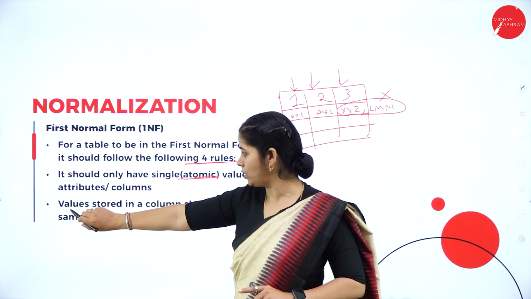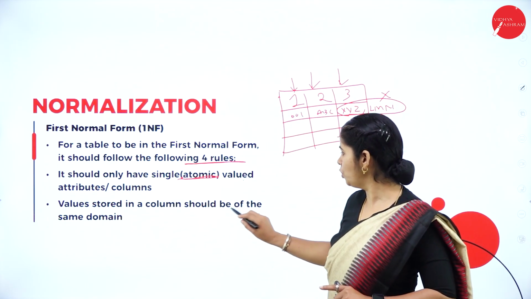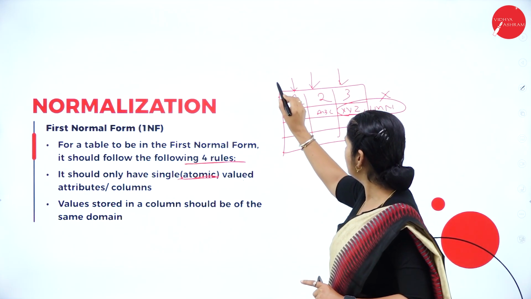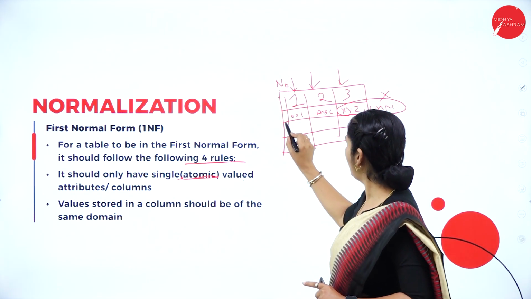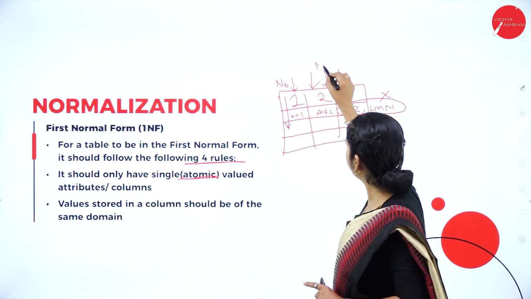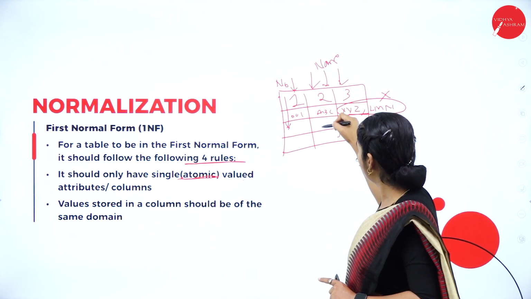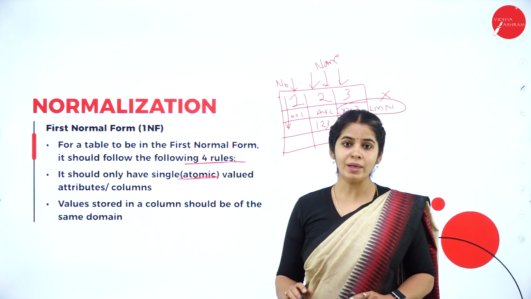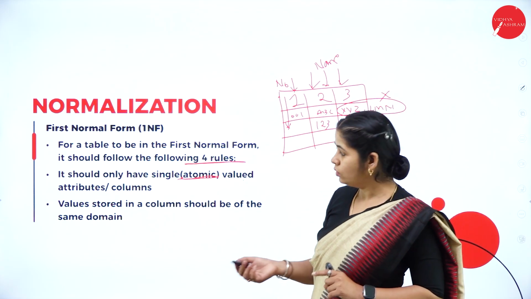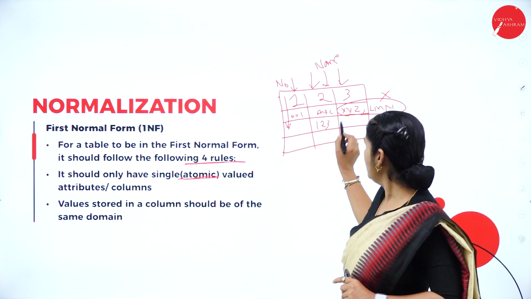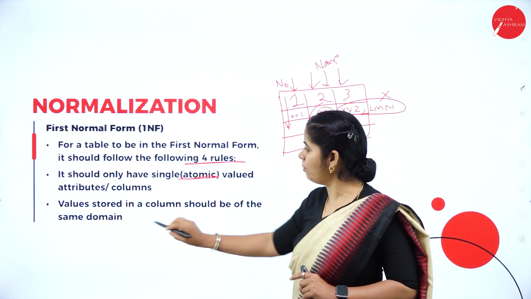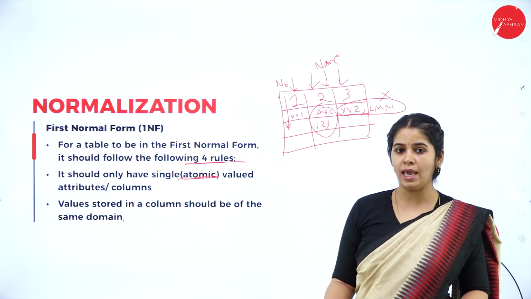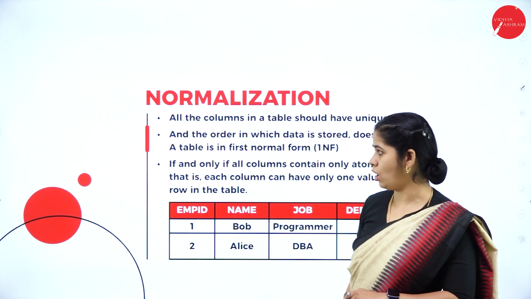What is the second constraint? The value stored in the column should be of the same domain. Same domain means if this is a number, it should be of the type number. If it is a name, the domain should be of the name. Here I cannot put 1, 2, 3. That is a representation of a bad database. So it should not have any such type. It should have the same domain value. That is the second rule for the table to be in first normal form.